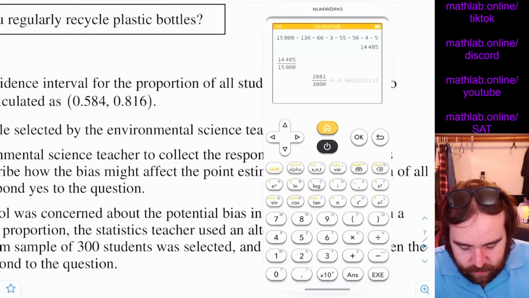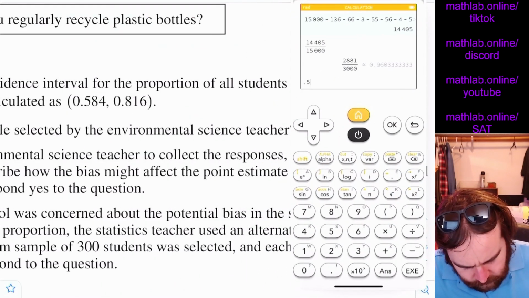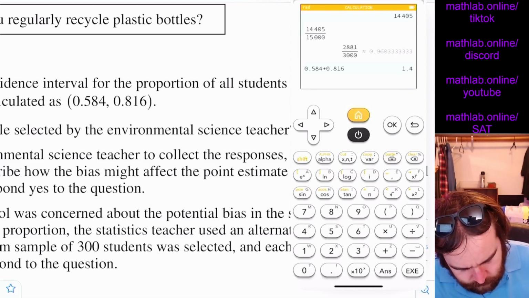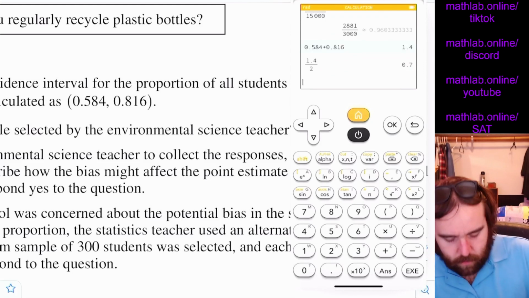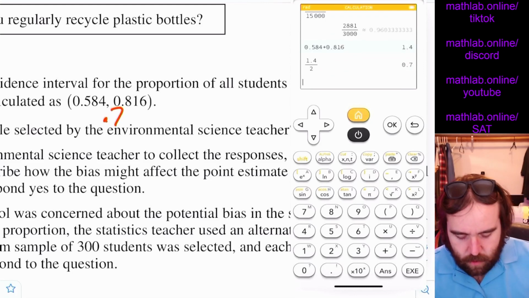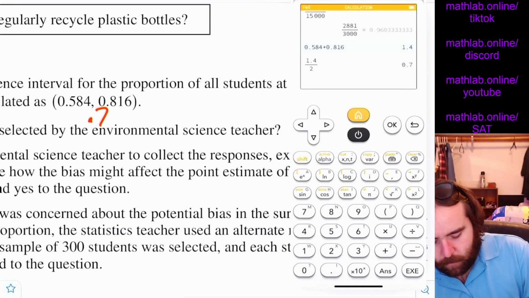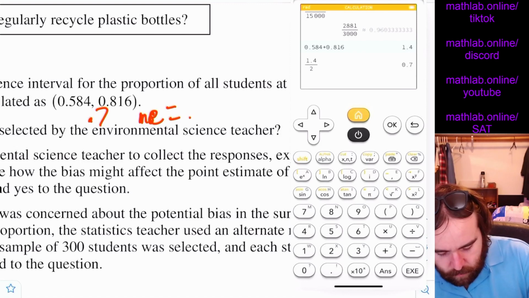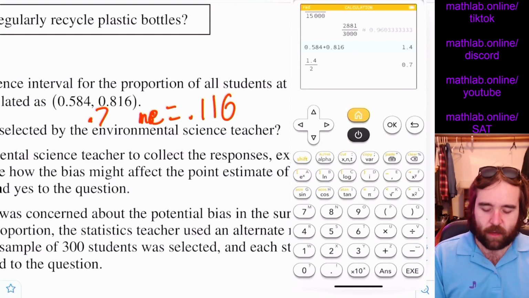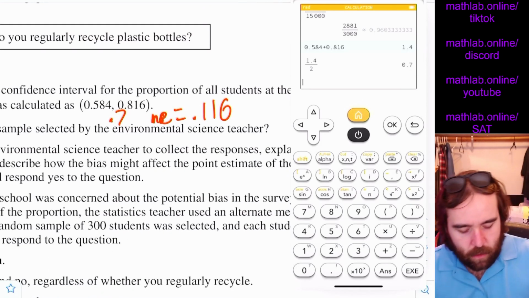We have to find the actual mean that she found. So we need to find the middle of this confidence interval. So I'm going to average them. Divide by 2. Beautiful. So the average, the middle, is 0.77, which means the margin of error was 0.116 on each side. 0.816 minus 0.7.